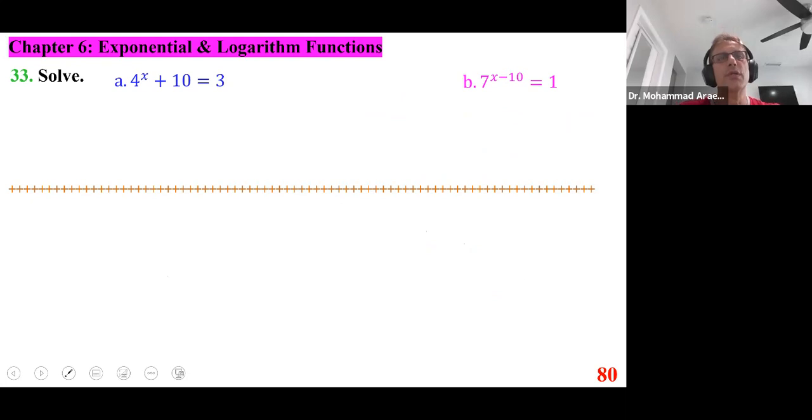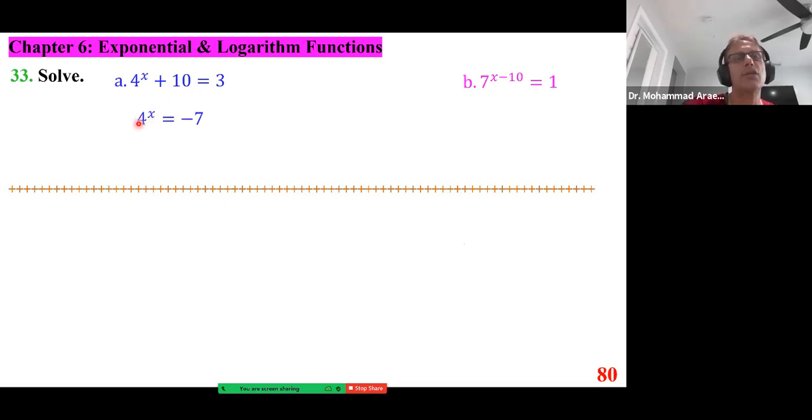Four to the power of x plus 10 equals 3. We want to solve this. First, we want to isolate 4 to the power of x by moving 10. Exponential, it doesn't matter. 4 to the power of x, e to the power of x, whatever it is. Can it be negative? No. If you remember, the range is from 0 to infinity. This has no solutions.